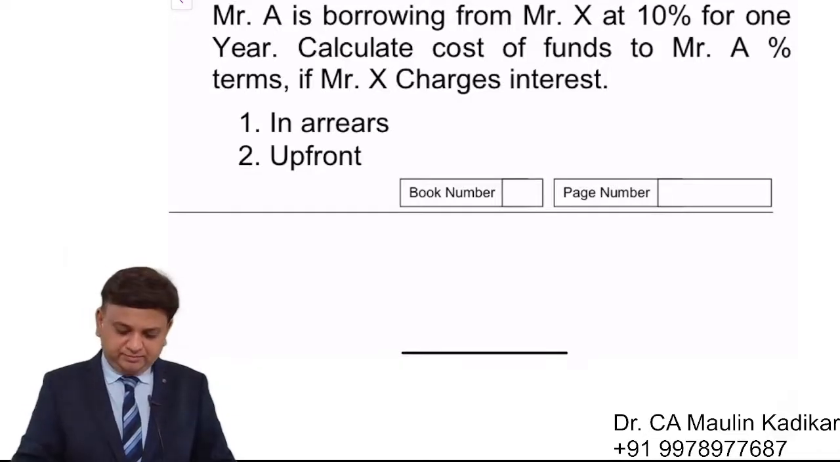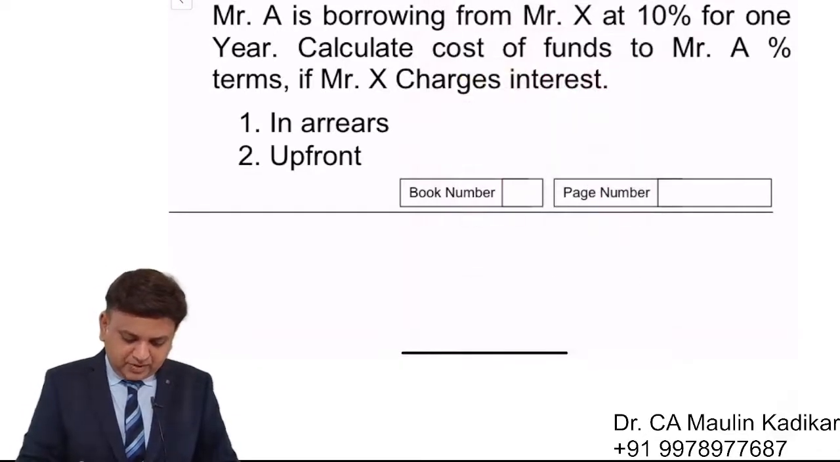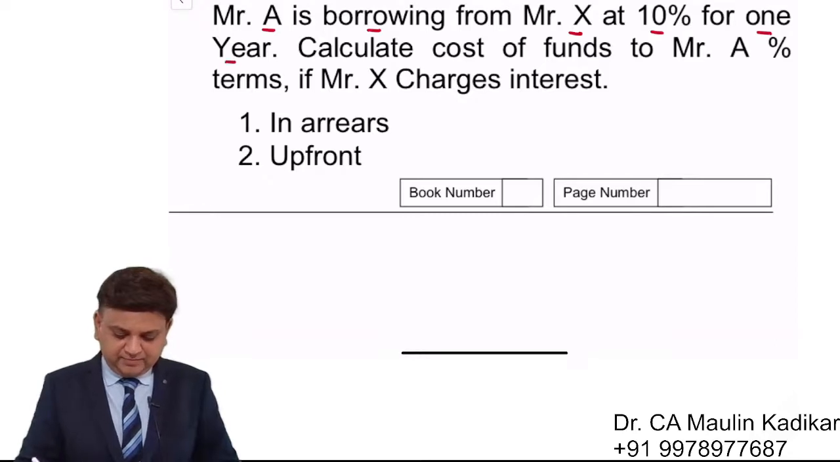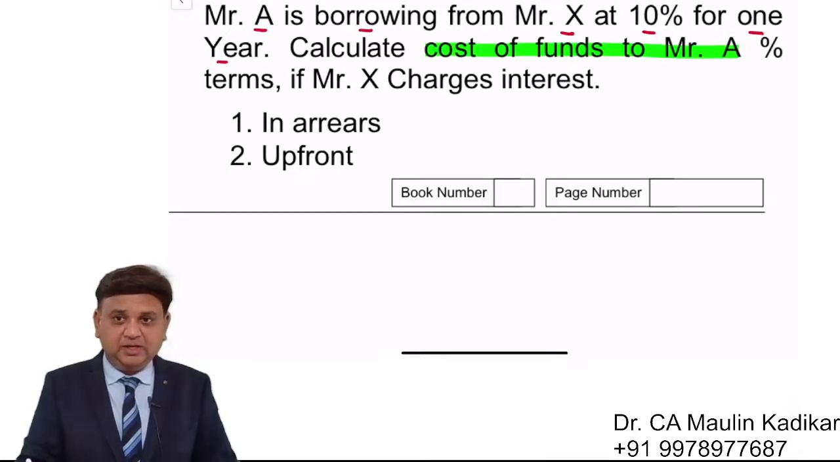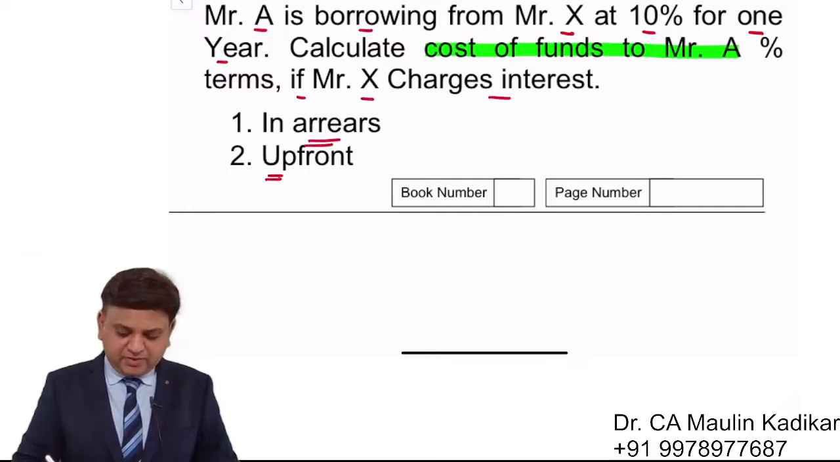Next question. Mr. A is borrowing from Mr. X at the rate of 10% for 1 year. Calculate, highlight the portion cost of funds to Mr. A measured in percentage term if Mr. X charges interest in arrears upfront. Upfront is also given a name as advance.